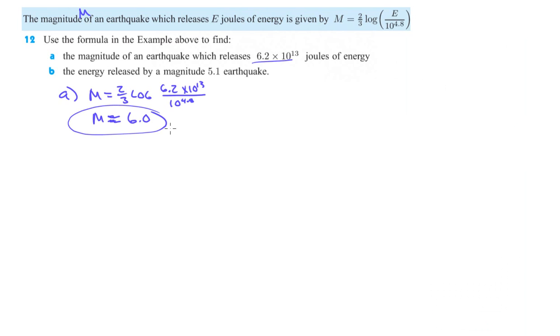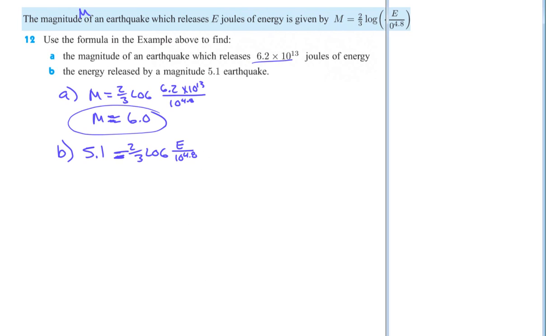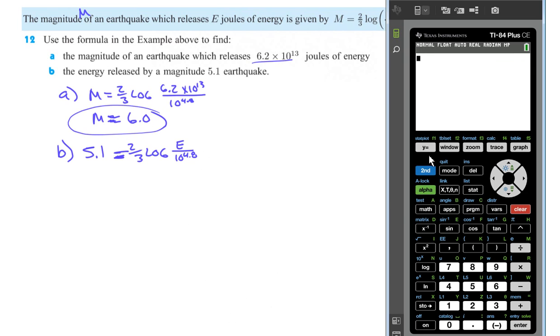All right. For part B, energy released by a magnitude 5.1 earthquake. So we got 5.1 equals 2/3 log of E over 10 to the 4.8. Okay, so now this is a big fat mess. But good news is we have our graphing calculator, and we can simply put this into our graphing calculator to figure out where these two graphs are going to meet.